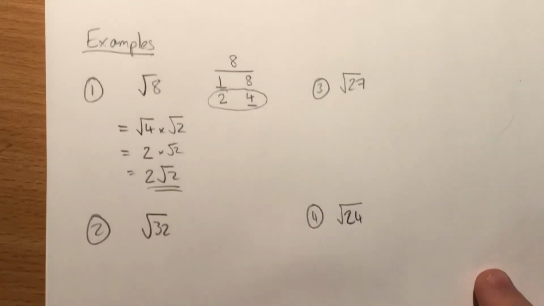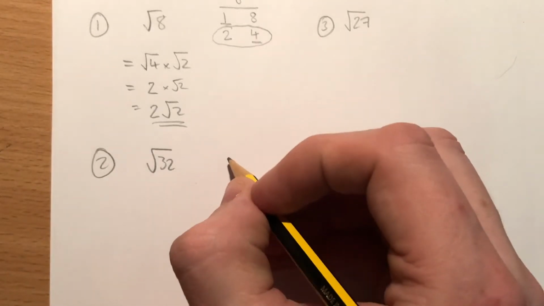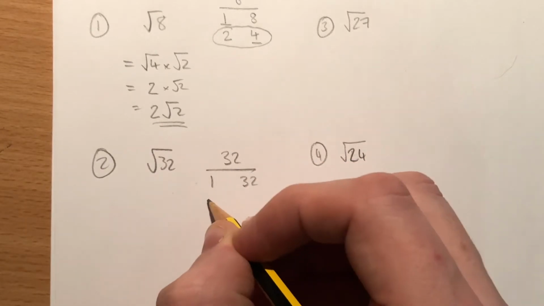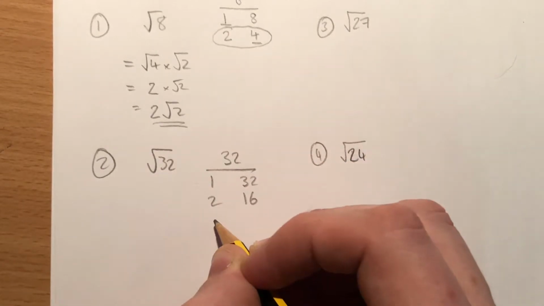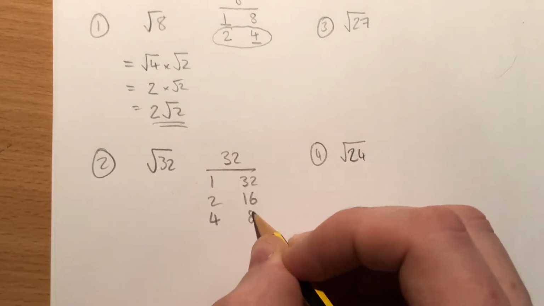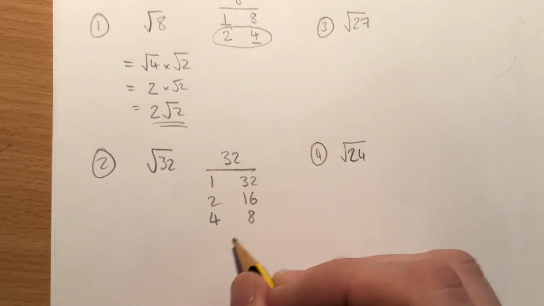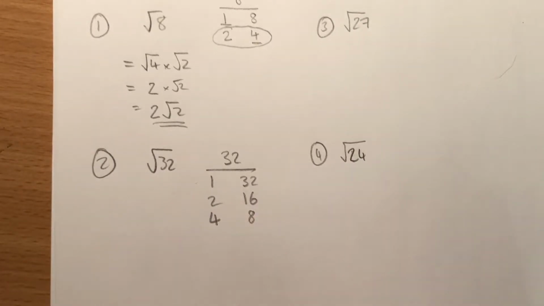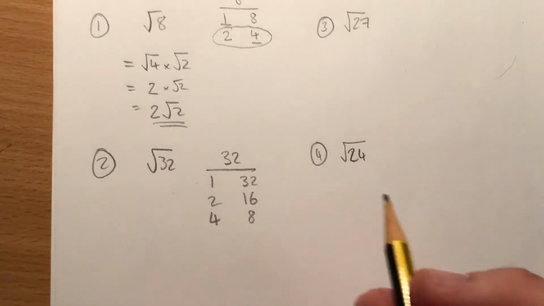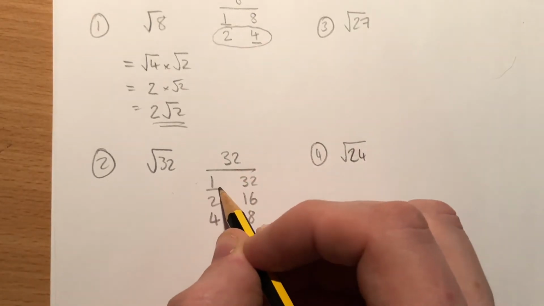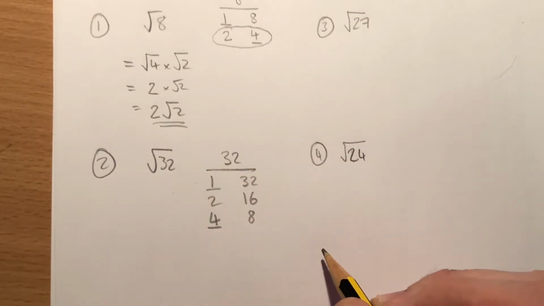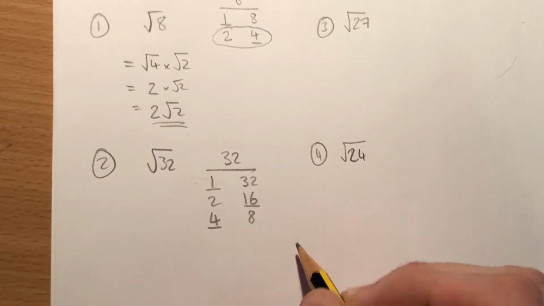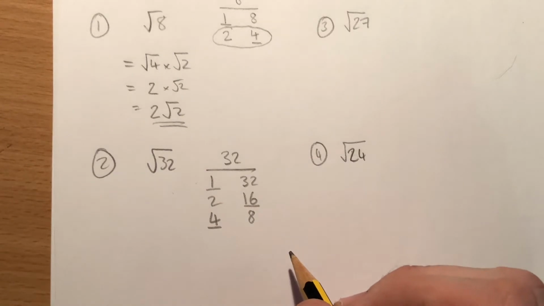Okay. Our second example, we've got root 32. So again, factors of 32. Start off with 1 times 32, 2 times 16, 3 doesn't work, 4 times 8, 5, 6, and 7 don't go into 32 exactly, and 8 is already here, so we've got all of our factors. So 1 squared is 1, 2 squared is 4, 3 squared is 9, 9's not there, 4 squared is 16, 5 squared is 25, and 6 squared is 36, neither of those are there.